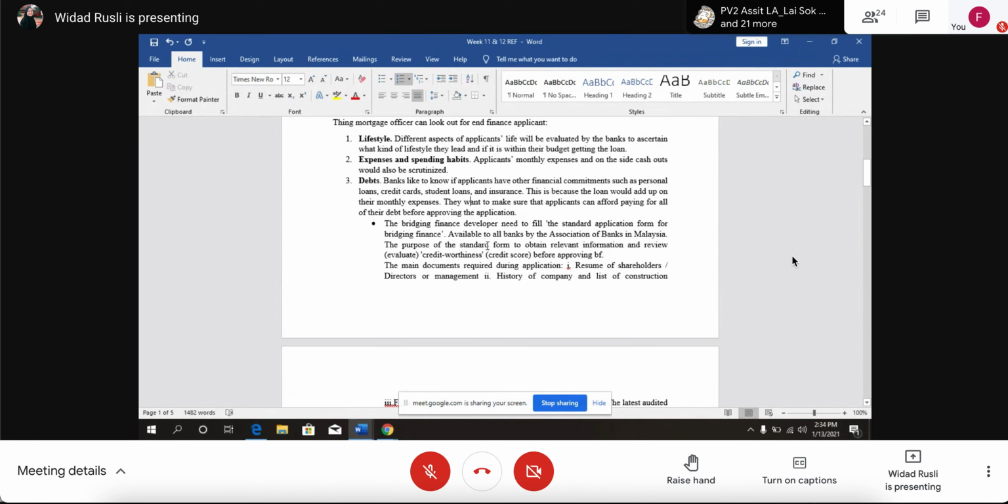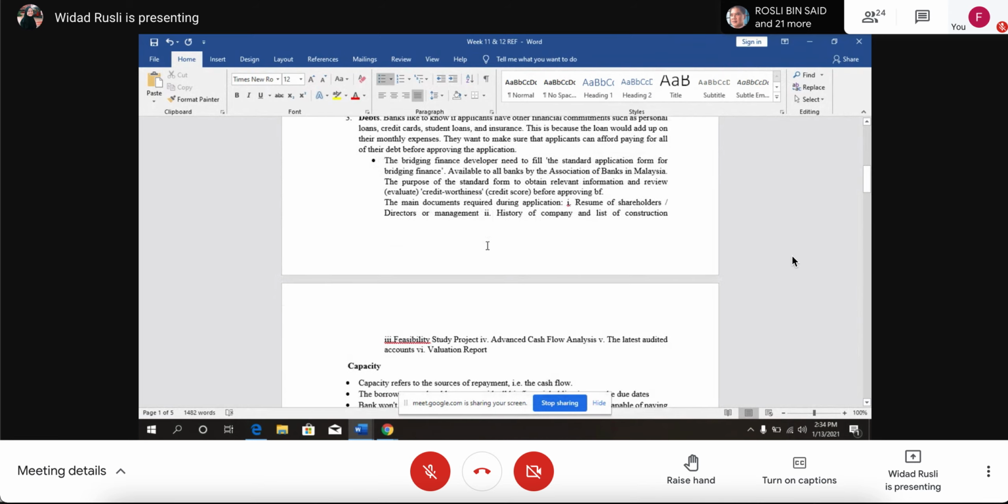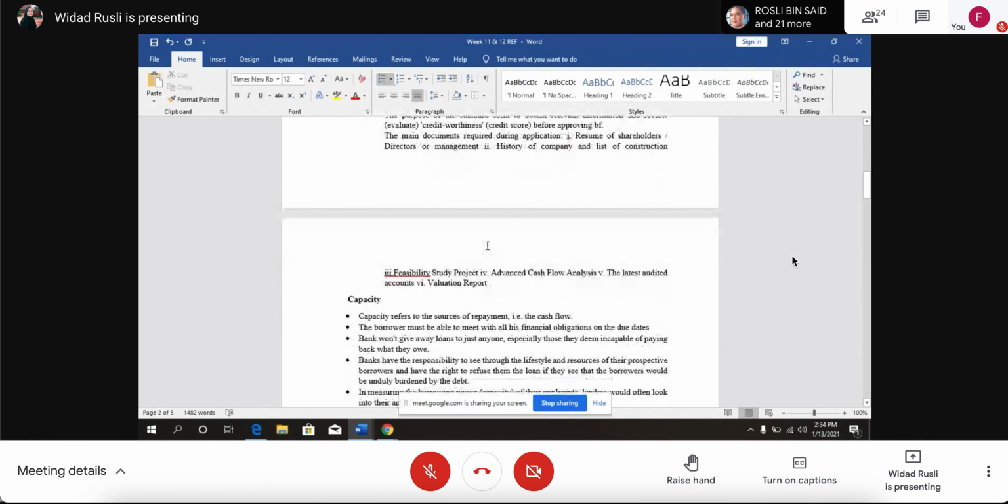Also, the developer needs to fill in the standard application form for bridging finance. For bridging finance, the mortgage officer needs to look into the feasibility study of the project, advanced cash flow analysis, the latest audited accounts and valuation report.